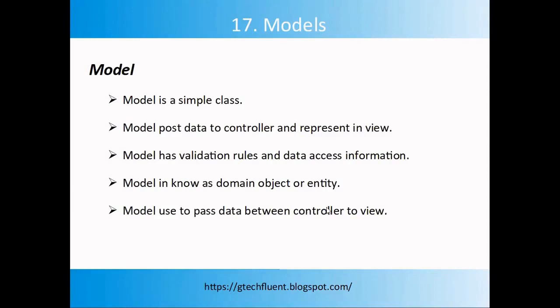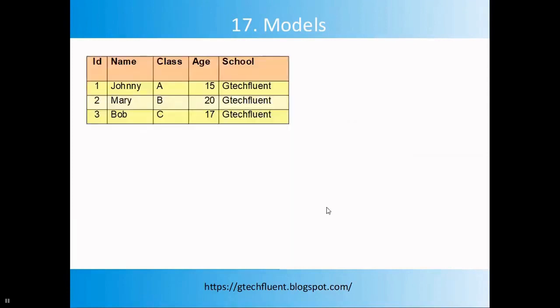Let us now take an example of displaying student information like ID, name, class, age, and school name. We need to display this data in the view. While creating the model to represent this data, we need to follow some steps. First we need to identify the properties, meaning the properties that need to be included in our class and the naming convention of our properties.